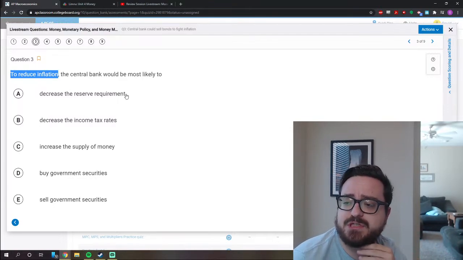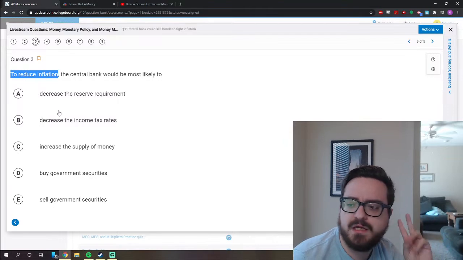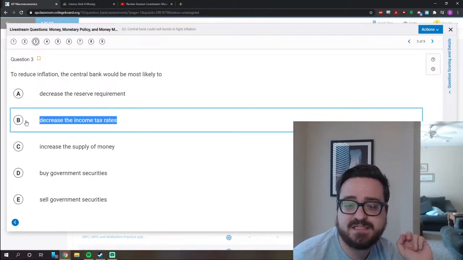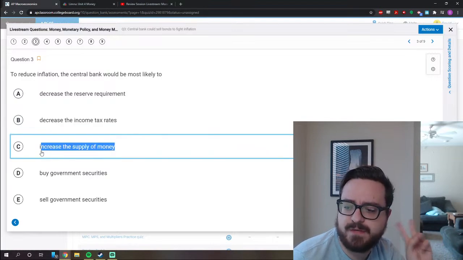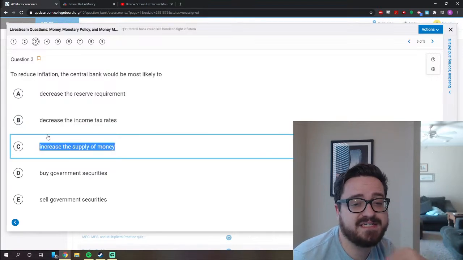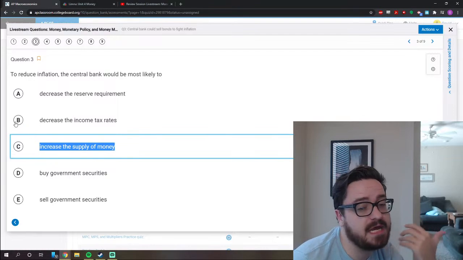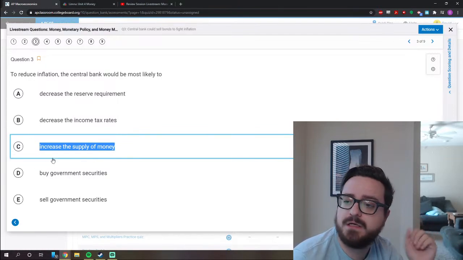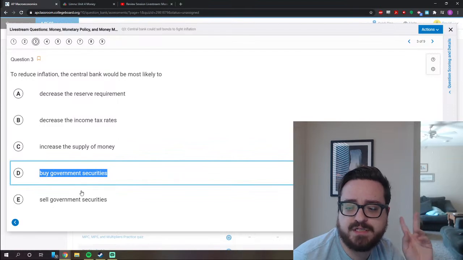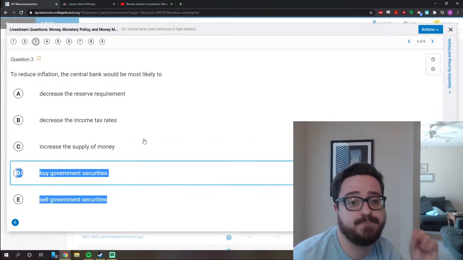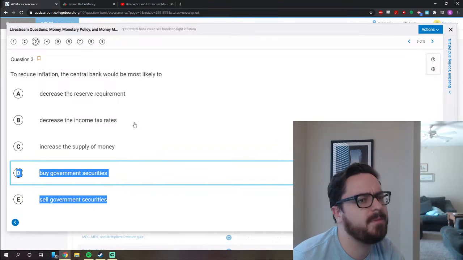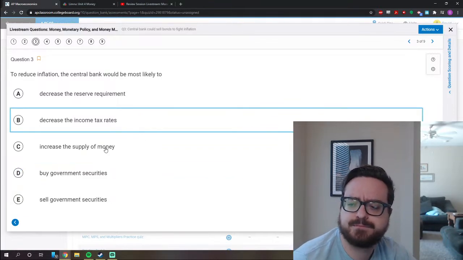So I've got decrease the reserve requirement. That's a monetary policy, okay. Decrease income taxes. This is not a monetary policy. It is a fiscal policy. Increase the money supply. That is the outcome of monetary policy that could work, possibly. Buy government securities, sell government securities. Well, based on the fact that these two things are opposites and that they are both monetary policies, probably one of them is the right answer.